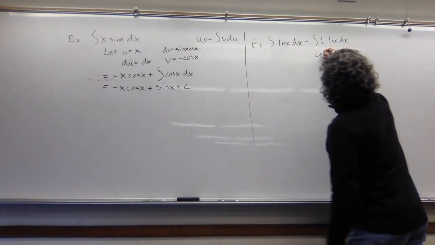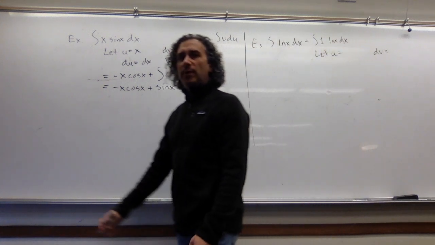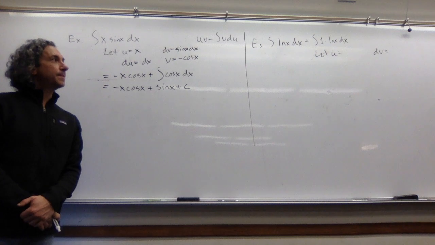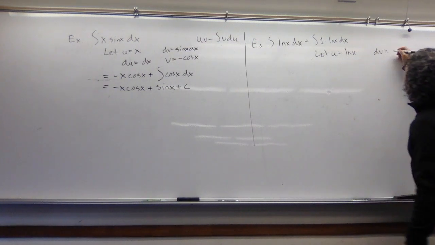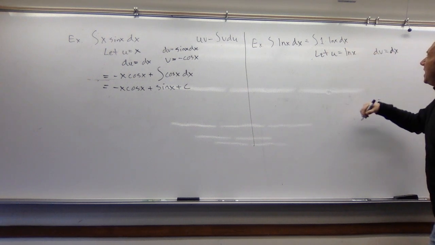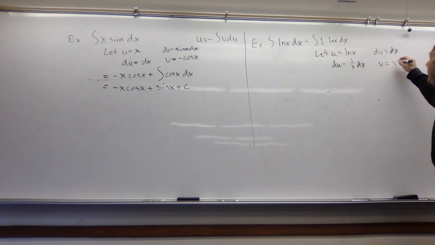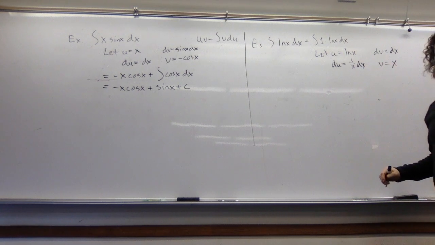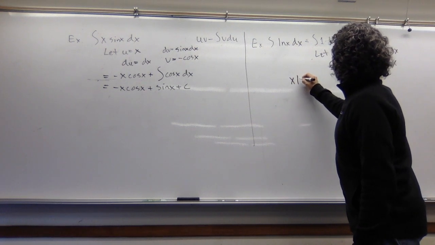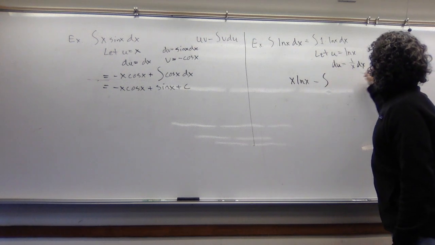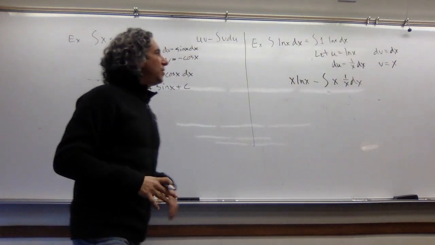So again, let me give you a minute. Decide what is u and what is dv. Right, hopefully you said that u is ln of x and dv is 1 dx, or just dx. Then du is 1 over x dx. v is x. So then we have, let's see, u times v, or x ln x, u times v minus the integral of v du.